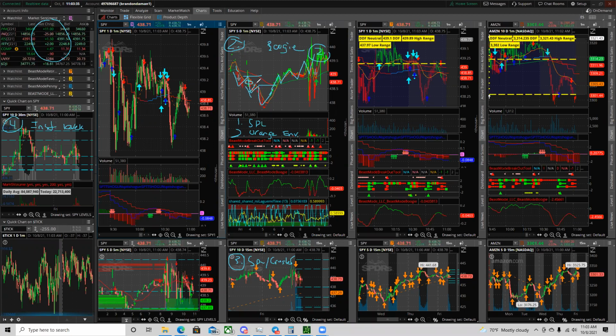I wait for price to get back above it, come back down. I take puts here. Here's my stop out. Then I get a winner. Now we break structure. We never get underneath this. Price gets underneath the orange line.